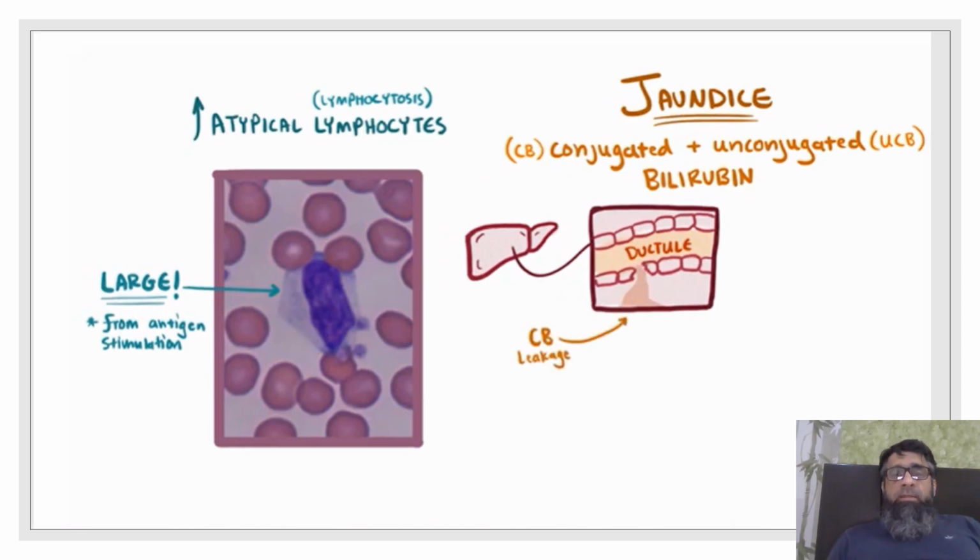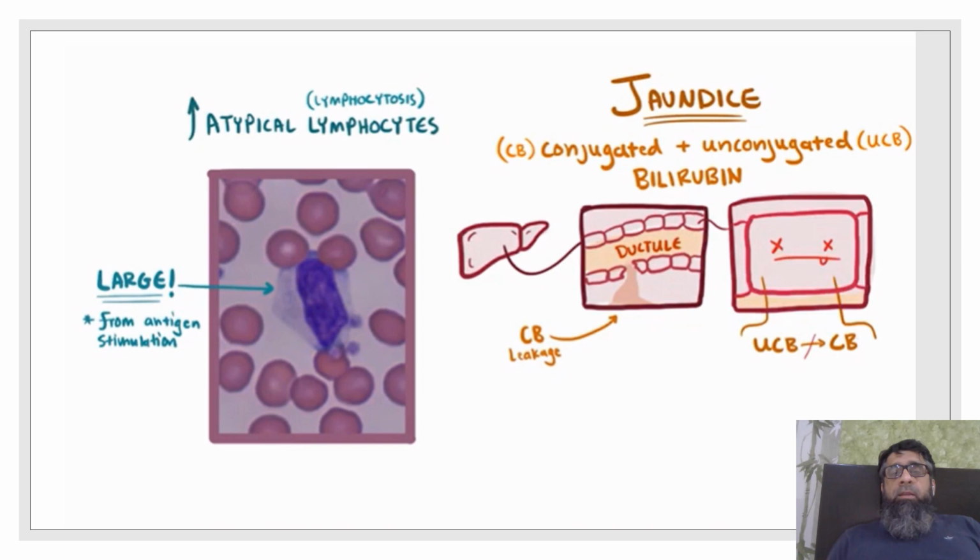So what happens is basically a bile duct leak is there, so conjugated bilirubin comes directly into the bloodstream. This is one way. And the second way is that unconjugated bilirubin is unable to be converted into conjugated bilirubin by the hepatocytes due to their continuing damage, so the level of unconjugated bilirubin also rises. So this is basically the source of conjugated and unconjugated hyperbilirubinemia.